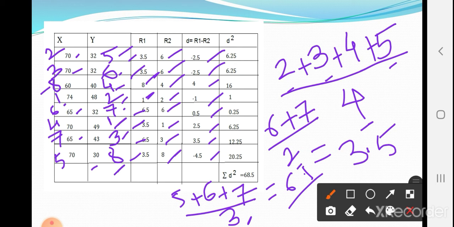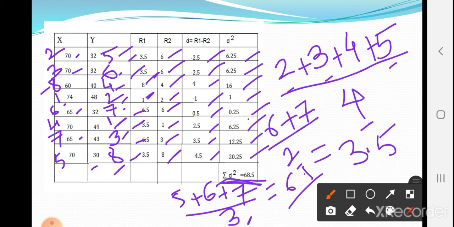Now make the column D square, that is squaring all the values of D. Minus 2.5, that is 6.25. Minus 2.5, that is 6.25. 4 square, 16. Minus 1 square, 1. Square of a negative value is always positive. So minus 1 square is 1. 0.5 square, that is 0.25. 2.5 square, that is 6.25. 3.5 square, that is 12.25. Minus 4.5 square, that is 20.25. And we need the summation D square.